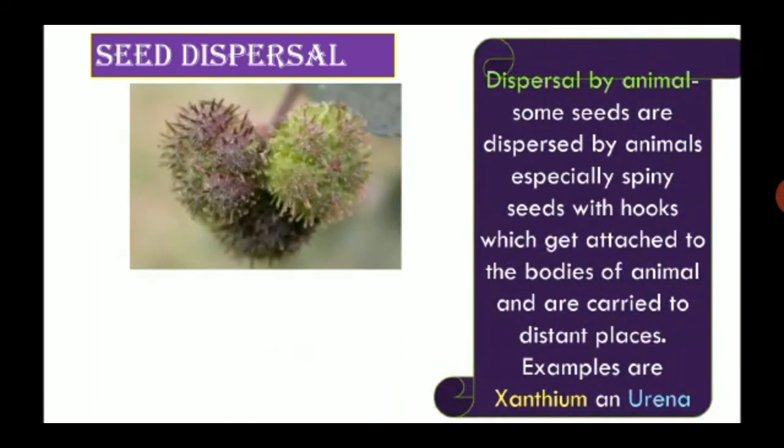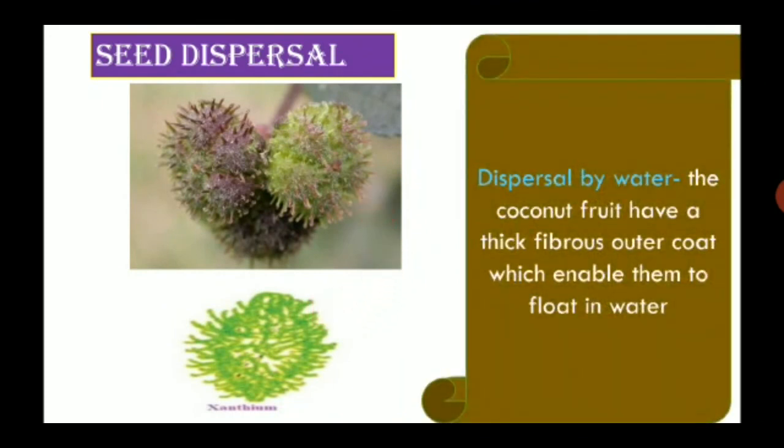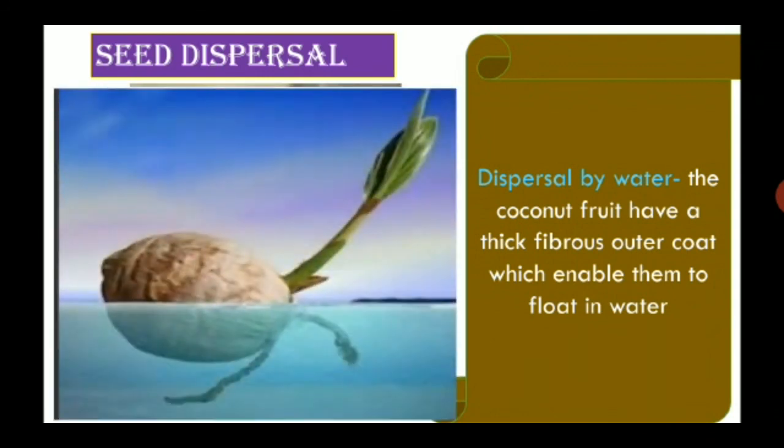Dispersal by animal: some seeds are dispersed by animals, especially spiny seeds with hooks, which get attracted to the bodies of animals and are carried to distant places. Examples are xanthium and urena. Dispersal by water: the coconut fruit has a thick fibrous outer coat which enables it to float in water. So children, these are the different agents of dispersal.